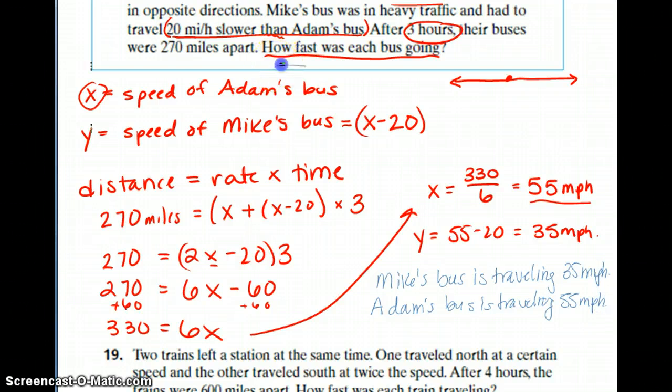Again, always look for what the question's asking you for, and remember there's going to be some sort of concept that you have to know. In this case, it was distance equals rate times time. We did a few with perimeter. So you're going to have to know some sort of concept.